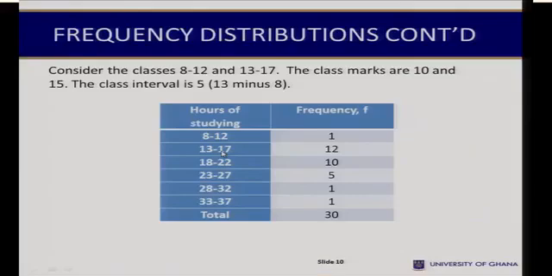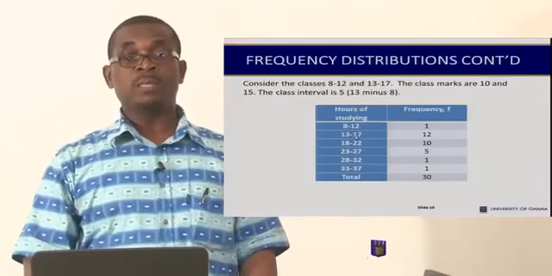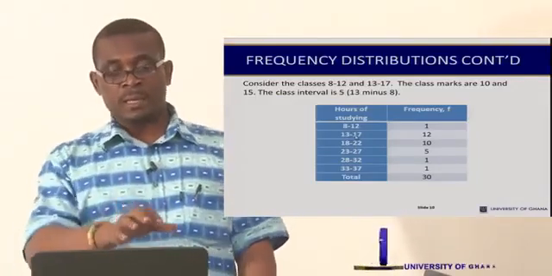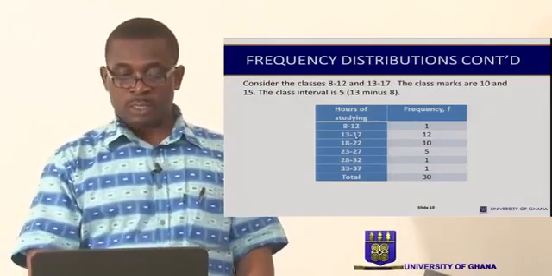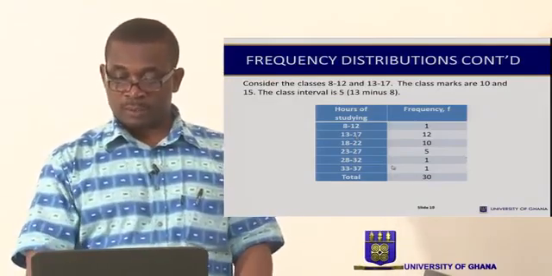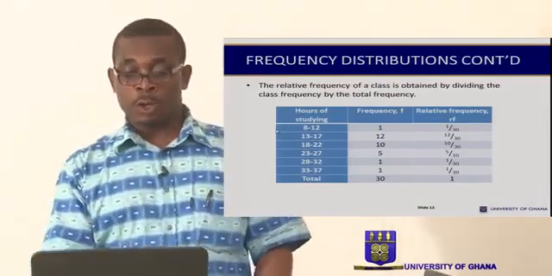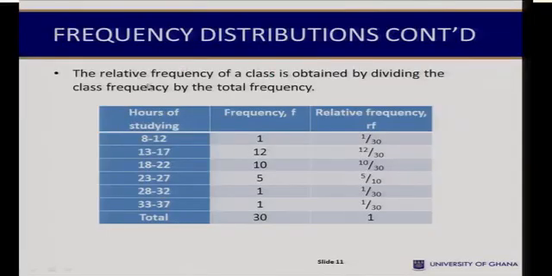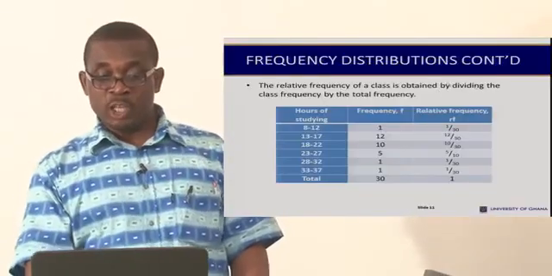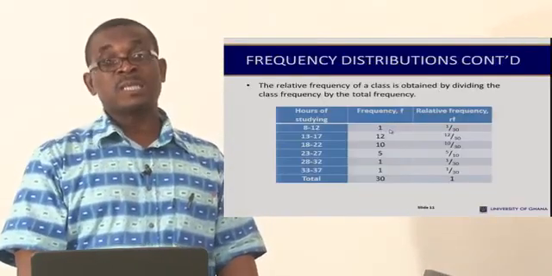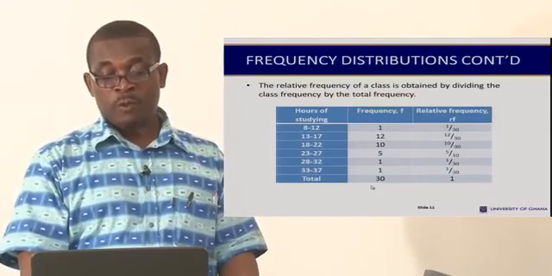So this is what we call a frequency distribution. It lists the classes with their corresponding number of frequencies. We can also proceed to construct what is called a relative frequency distribution. In a relative frequency distribution, what we do is to divide each class frequency by the total number of observations.